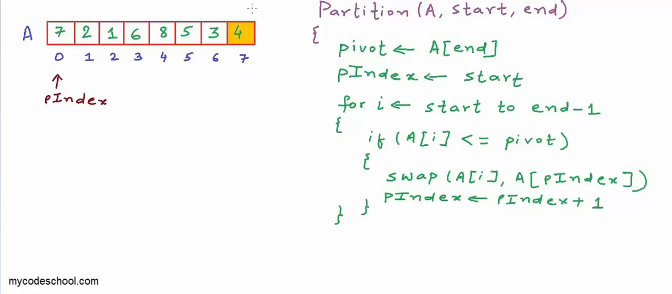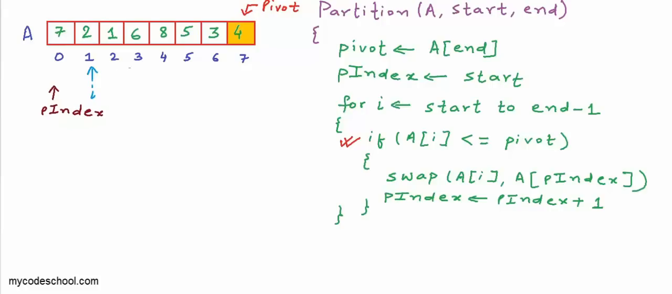We will pass this array. Start index will be 0, end index will be 7, so 4 will be the pivot. P index will initially be 0. Now the idea is to push all the elements lesser than the pivot to the left of p index. We will start the for loop with I equals 0. We will come to this conditional statement. 7 is not less than or equal to 4, it is greater than 4. So no swapping will happen, I will simply get incremented.